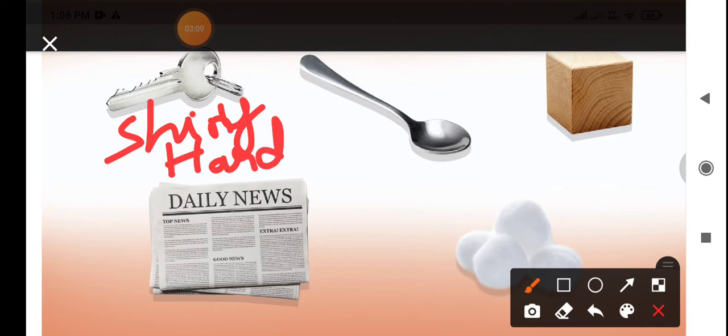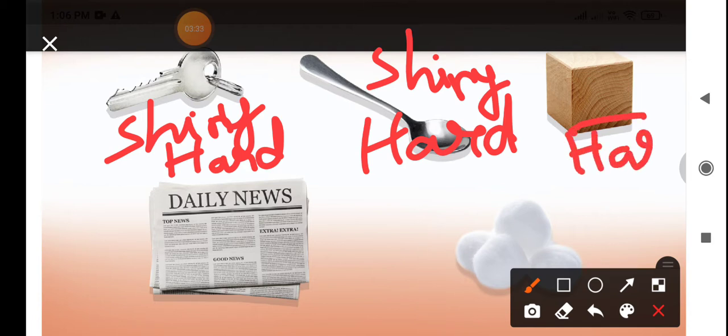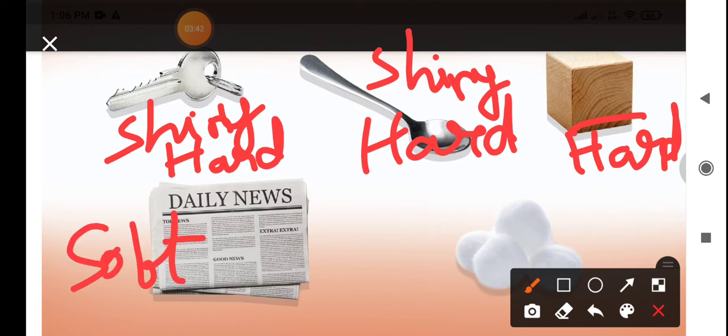It is very hard. At the same time, is the tablespoon shiny or dull? It is very shiny, and it is also hard. You cannot bend it easily, so it is rigid or hard. Any word can be used to say the characteristic of hard. Even the wood is so hard, you can't bend it easily. And when we come to the newspaper, you can bend it, you can fold it. So it is a soft material.